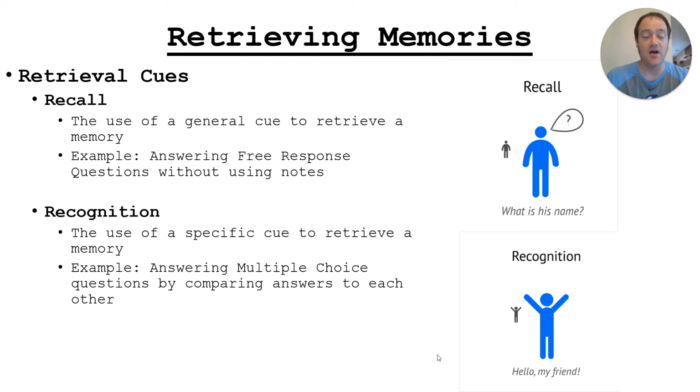That's recall. And then recognition memory is when you use a specific cue to retrieve a memory. So this would be like multiple choice. You're looking for whatever the question's asking for, but then you only have to recognize it from a list of possible answers. One of those answers is correct, so you just have to recognize which one is the best answer. You can't do that with recall memory. Recall memory is a general cue that you have to use all of your knowledge to help you figure out. But with recognition, you just have to recognize which one is the correct answer.